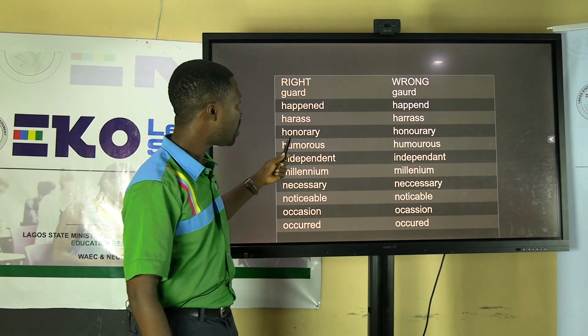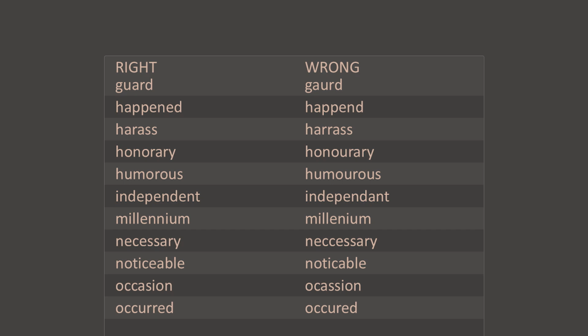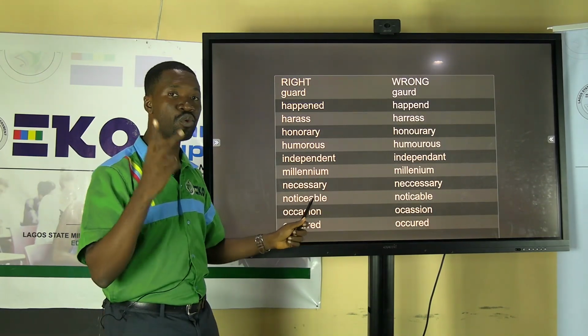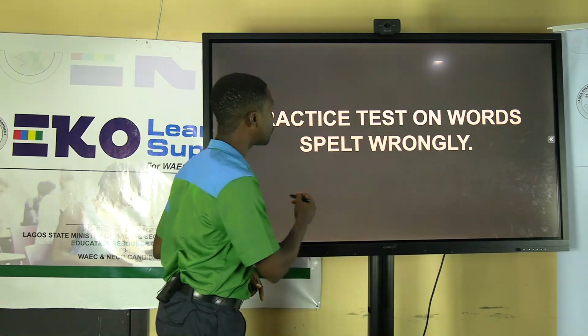Let's look at this word, honorary. Honorary is spelled without U. We have humorous. We can see humorous is without U. Independent. Millennium, 2 L's, 2 N's. Necessary, 1 C and 2 S's. Noticeable is spelled with E, not as we would have it on the board. We have occasion. Occasion is spelled with 2 C's, 1 S, not 1 C and 2 S's. Occurred with 2 C's and 2 R's.